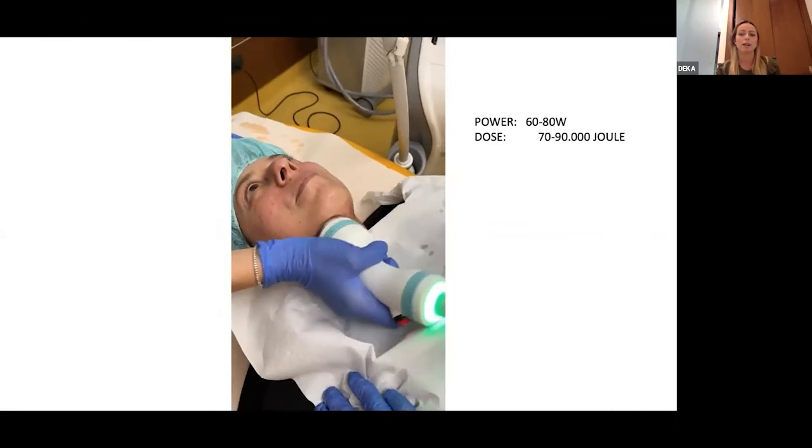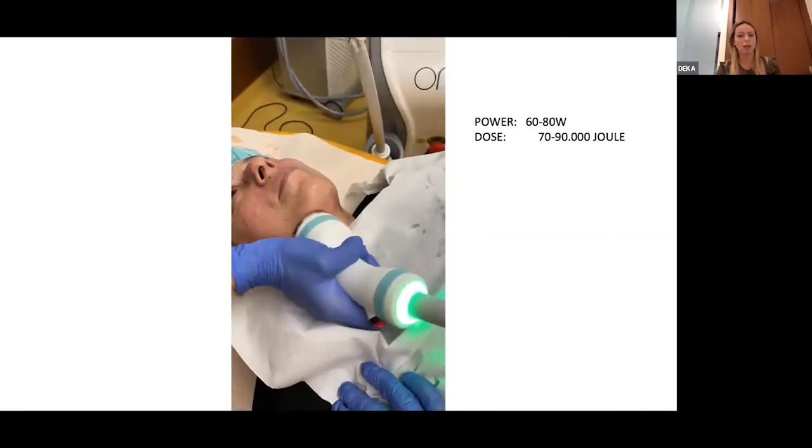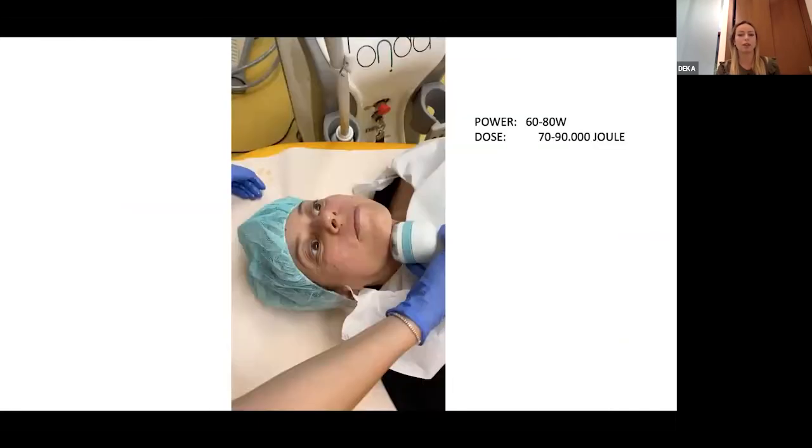And these are my parameters. I normally deliver a dose between 70 and 90,000 joule, depending on my patient. If I have a very lean patient with very little fat quantity, I prefer to maintain 70,000 joule. If I have a patient who has more fat, I increase the dose. Remember that for achieving good results, we need to increase the dose.